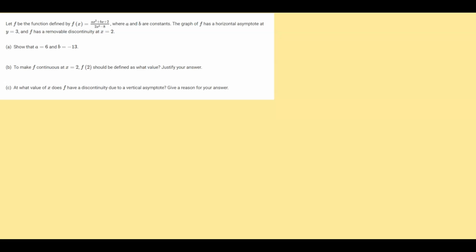So in order to accomplish part A successfully, and just so you know, part A was worth 4 points, we need to first investigate where this key piece of information, f has a horizontal asymptote at y equals 3, came from. That key piece of information comes from the idea that the limit as x approaches infinity of this function has to equal 3, because that's the property of horizontal asymptotes. We know that as x is getting really, really big, it's approaching the asymptote.